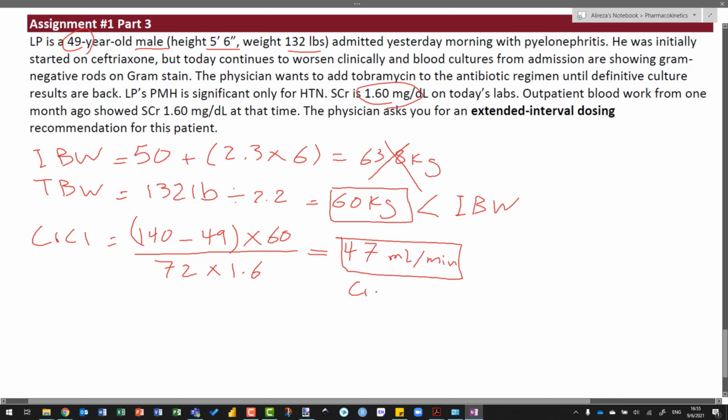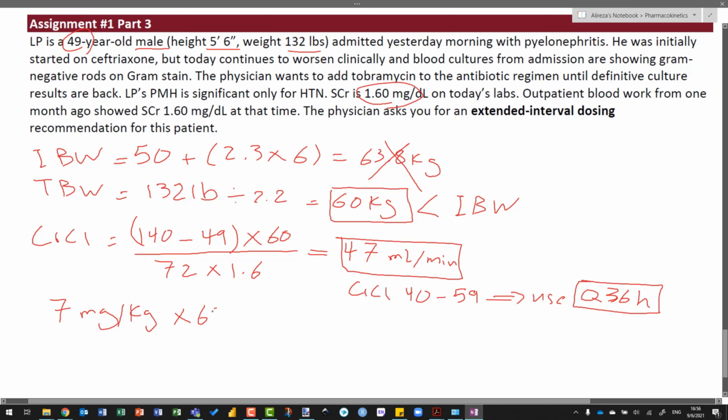Now if we're using the Hartford nomogram, it says for creatinine clearance of 40 to 59, use every 36 hours initially until you get levels, and you adjust from there. So initially we're going to use every 36 hours, and then we're going to get the level and go from there. For UTIs it's okay to use 5 milligram per kilo, but this patient also has bacteremia, which is a more severe infection, so I'm going to use 7 milligram per kilogram. We multiply by 60 kilogram, which gives us 420 milligram.